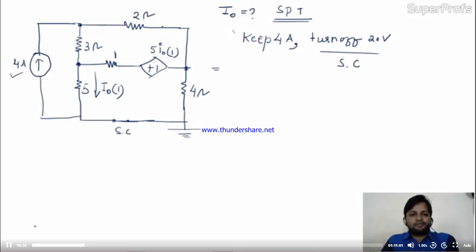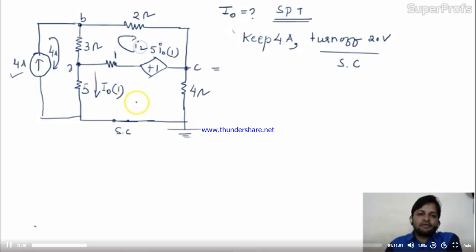Now we have to apply KCL or KVL in the circuit. If we apply KCL, how many nodes do we have? A, B, C, and this is the ground node. So 3 equations and 3 unknowns. So better to go with KVL. Why KVL? Because in this we directly have the current, this current 4 ampere. In this we will assume I2, and in this we will assume I3.